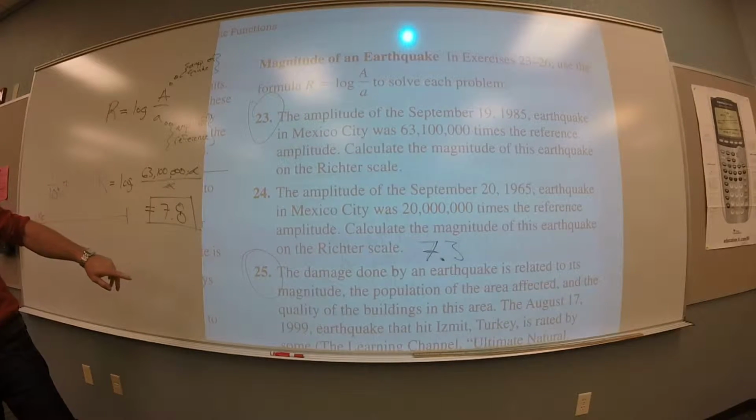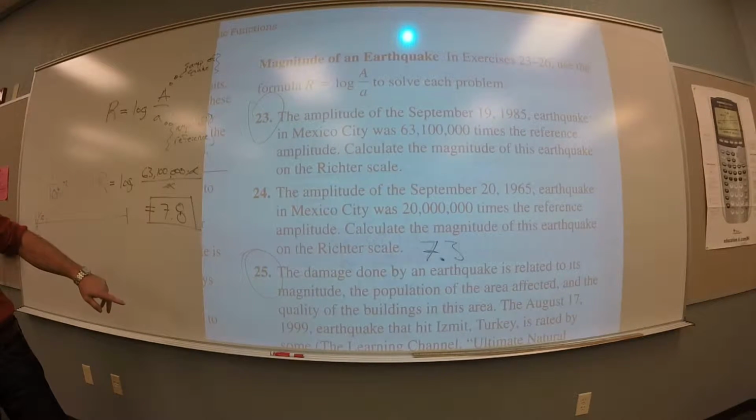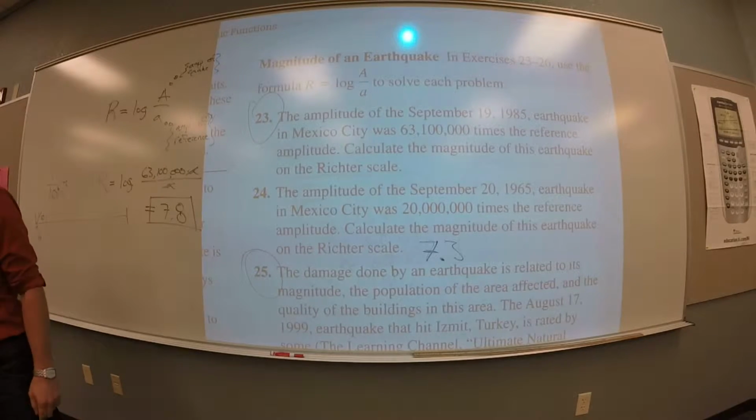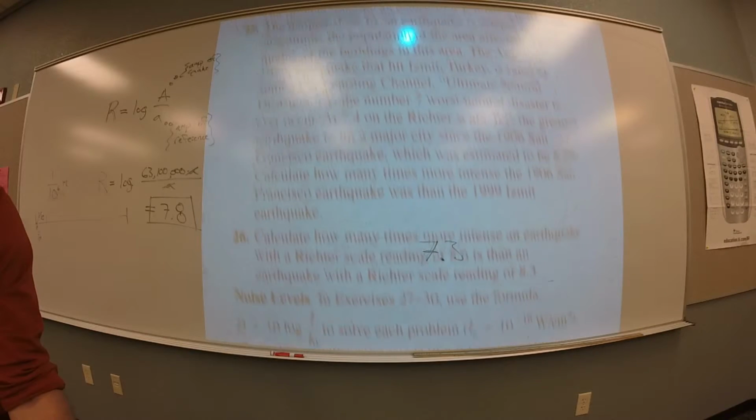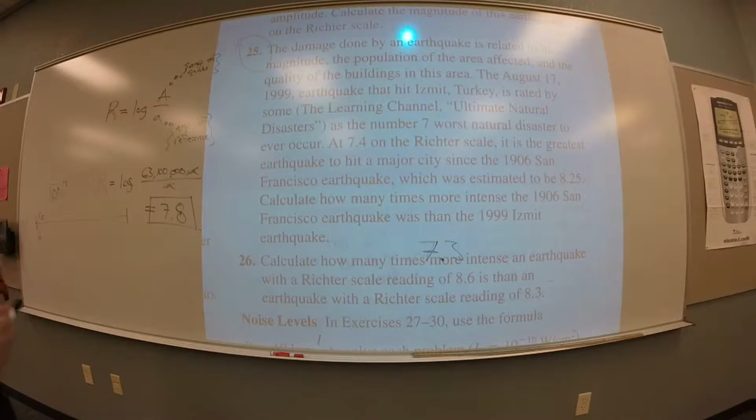Okay, so, do we want to do 25 while we're here? Yeah. Okay, 25 says, the damage done by an earthquake is related to its magnitude, the population, and the quality of buildings. Okay, yeah, duh.